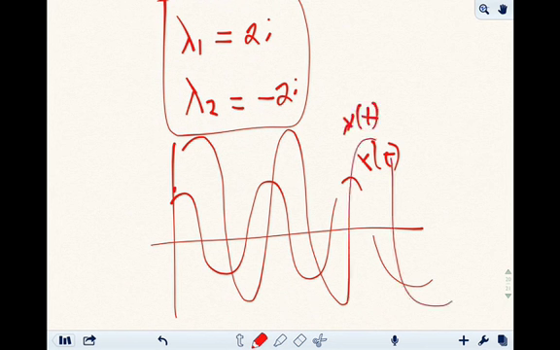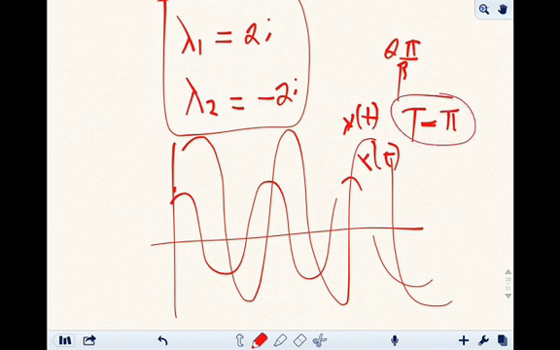In this linear system, both of them will have the same period. Again, the period is 2 pi over beta. Beta in this case is 2, so we have 2 pi over 2. Our period T is going to be pi. The distance in time between two successive crests or troughs of either system is going to be pi in this case.